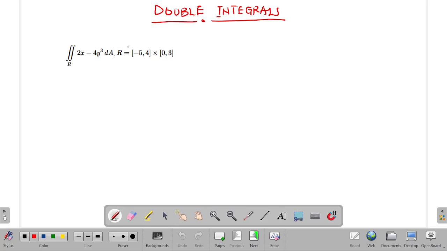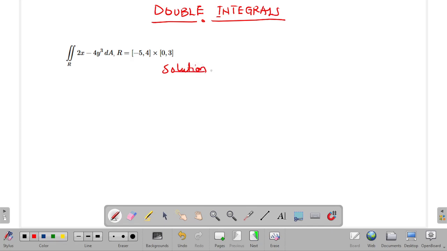In this lesson, I'll be taking you through double integrals, particularly iterated integrals. These are integrals over rectangular regions. We're going to solve a series of problems for you to understand how to choose the right order of integral. In this very basic problem, we have the double integral of (2x - 4y³) dA, where R, our region, is the rectangular region [-5, 4] cross [0, 3].